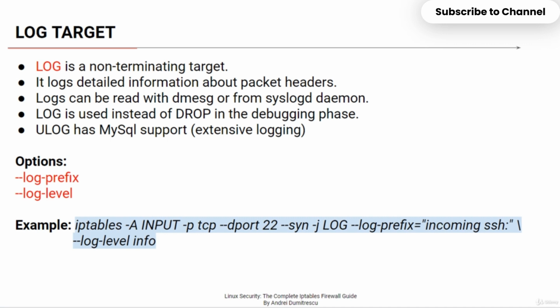The log target takes 2 options that could be of interest: --log-level and --log-prefix. Log level indicates the priority or severity of the logged message, and log prefix tells iptables to prefix all log messages with a specific prefix or string, which can then be combined with grep to track specific problems and output from different rules.